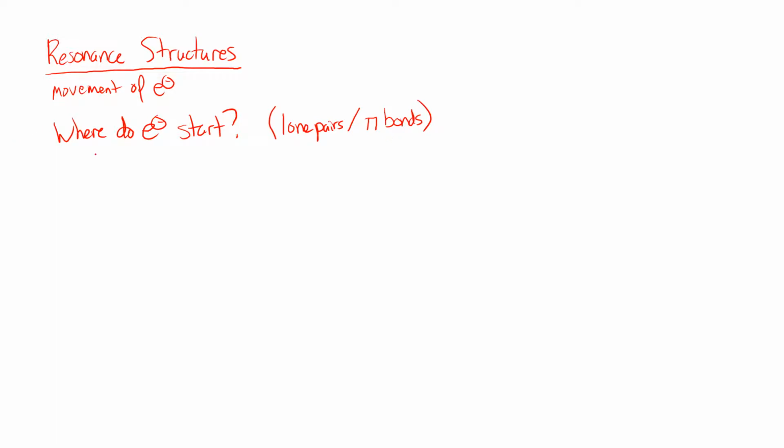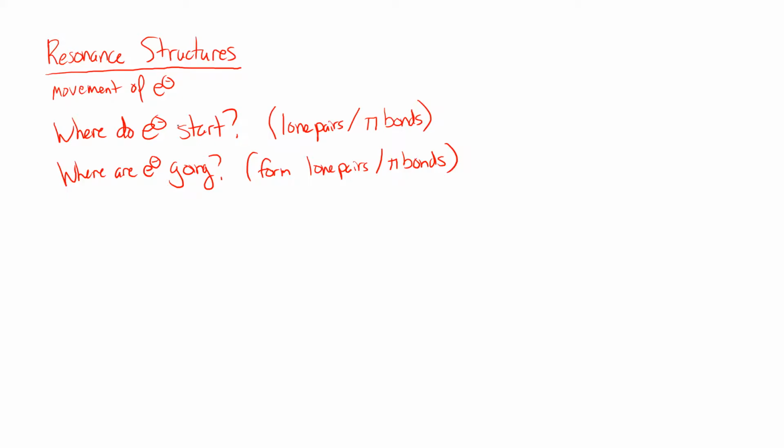And then, of course, if we know where the electrons start, we also want to know where they are going. The answer is that they will always form new lone pairs or new pi bonds. So really, resonance structures boil down to lone pairs and pi bonds making new lone pairs and pi bonds.